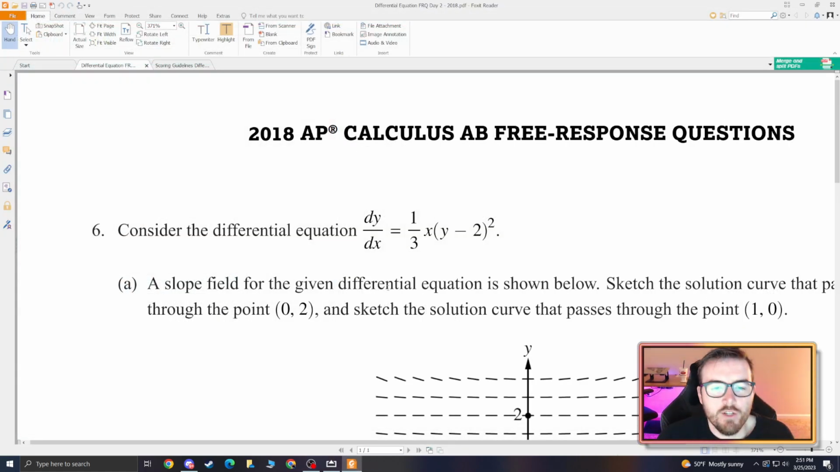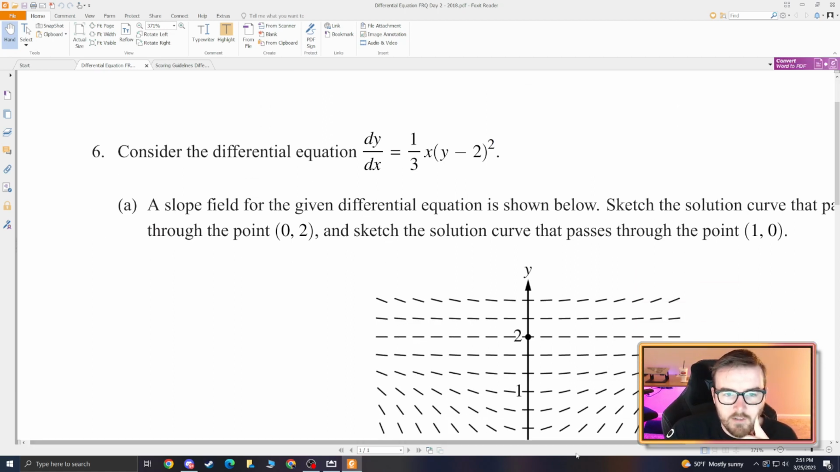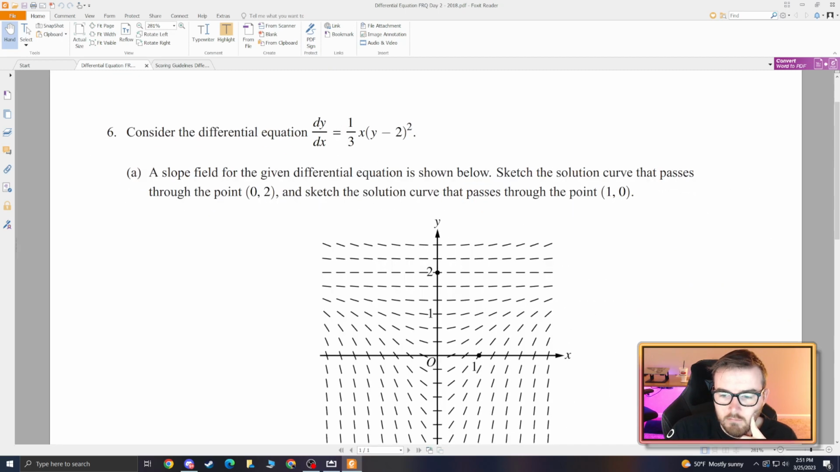Consider the differential equation dy/dx equals 1/3 x times (y minus 2) squared. All right, I'll consider it. I mean, that's easy enough. Consider it considered. All right, moving on. A slope field for the given differential equation is shown below.